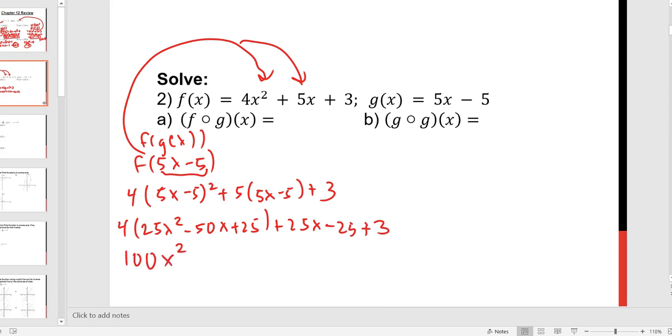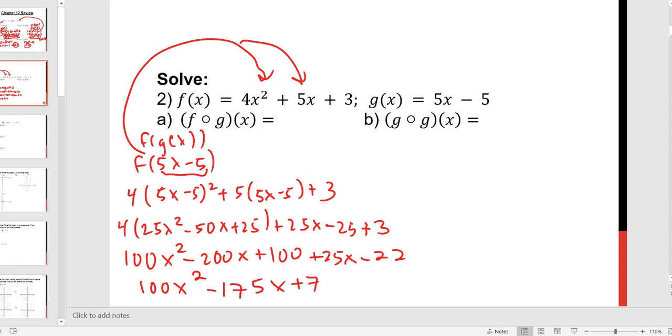100x squared, minus 200x plus 100, plus 25x, looks like that's minus 22. So 100x squared, 200 plus 25, how about minus 175x plus 78.